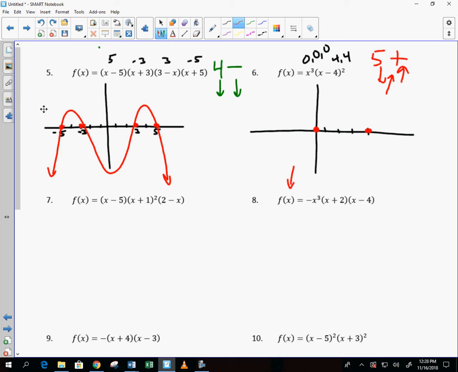But I want triple root behavior at the 0, double root behavior at the 4. So that's what triple root behavior looks like. And then it's going to have to come back down to this spot and back up. So you can see the triple and the double root behavior.